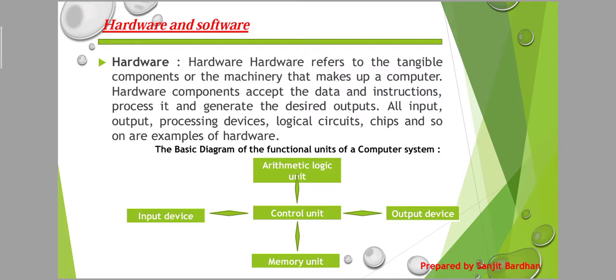So we input some instruction to the computer through the input device. Then the control unit fetches the data. Then the arithmetical logical unit processes the data. Then the memory unit will store the data temporarily, then creates a desired result as output. This is the main concept of the function of a computer system. Okay, let's move on to the next page.